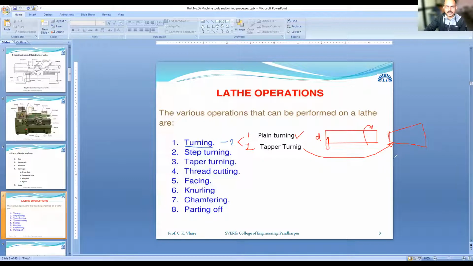Did you understand these things, plain turning and taper turning? Yes, sir. Okay, now another operation is the facing operation. These two operations are included in our syllabus, so we will take these two operations and the other operations we will see in the video.